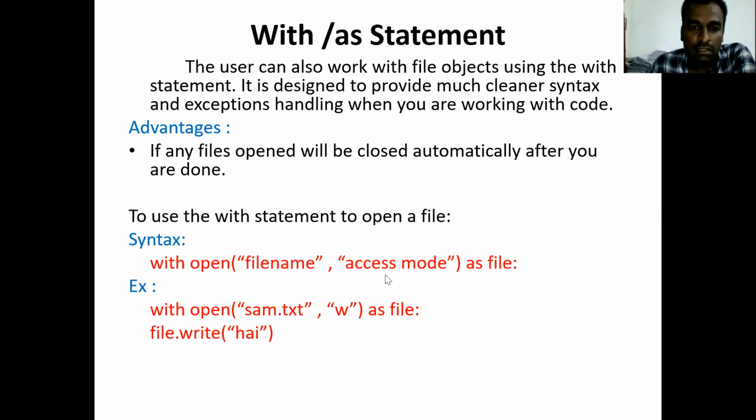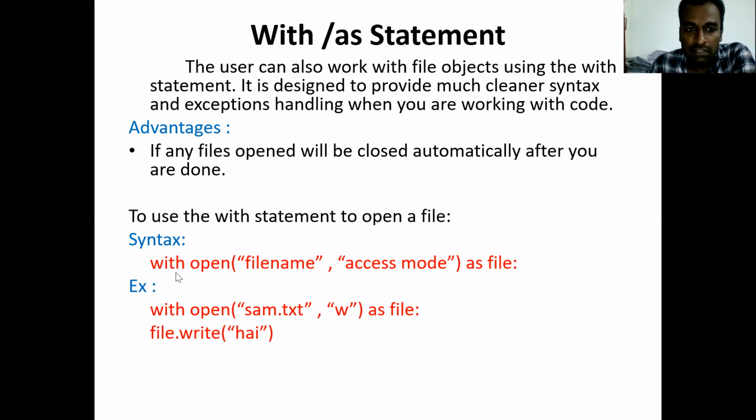Next one, the with and as statement. The user can also work with the file object using the with statement. It is designed to provide much cleaner syntax and exception handling when you are working with code. That means with open as file. That is the with and as statement.